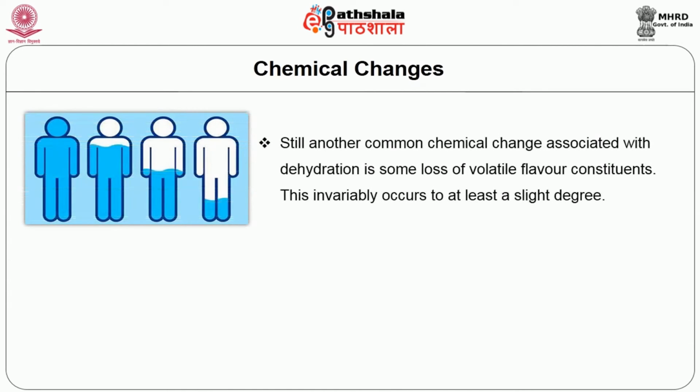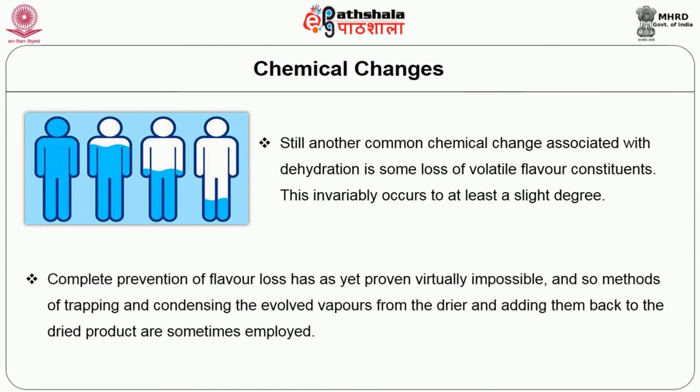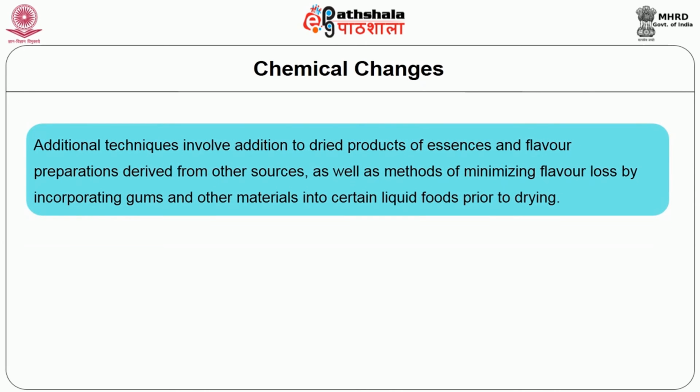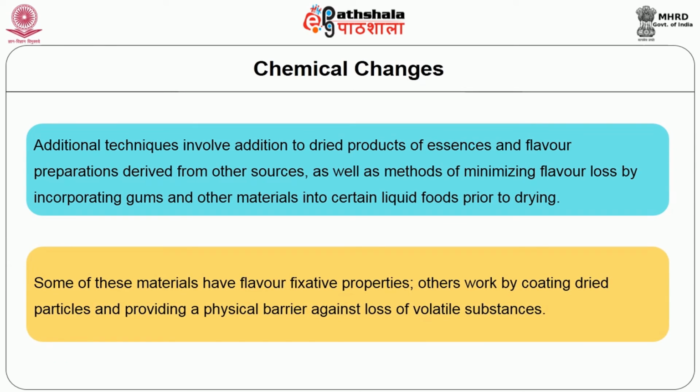Still another common chemical change associated with dehydration is some loss of volatile flavor constituents. This invariably occurs at least to a slight degree. Complete prevention of the flavor loss has proven virtually impossible, and so methods of trapping and condensing the evolved vapors from the dryer and adding them back to the dried products are sometimes employed, as well as methods of minimizing flavor loss by incorporating gums and other materials into certain liquid foods prior to drying. Some of these materials have flavor fixative properties, others work by coating dried particles and providing a physical barrier against loss of volatile substances. Let us see the conclusion.